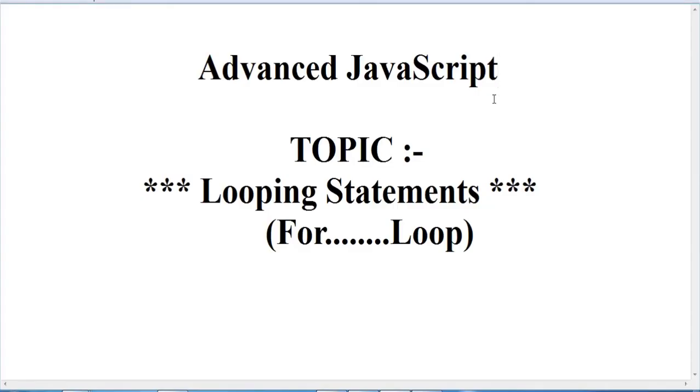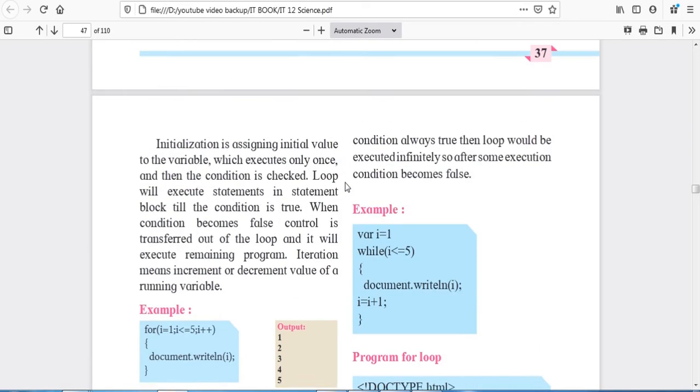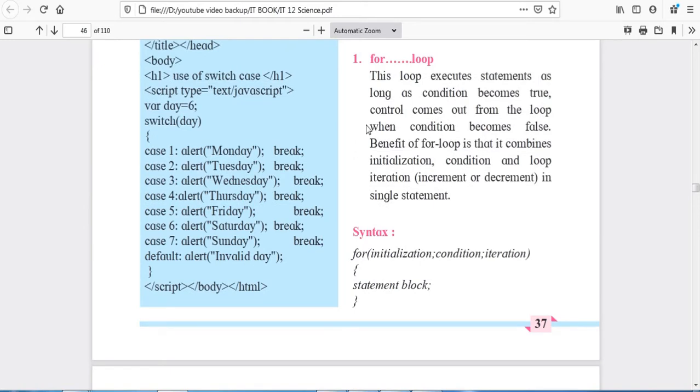Hello friends, in advanced JavaScript our today's topic is looping statements, and in that we will see the for loop. Let's see how it works. Here is the for loop. This loop executes the statements as long as the condition is true. Control comes out of the loop when the condition becomes false.